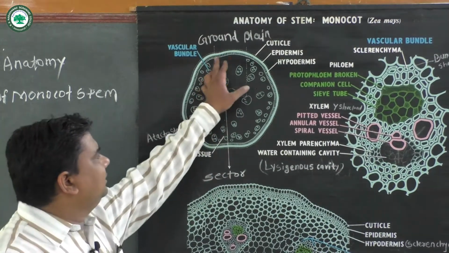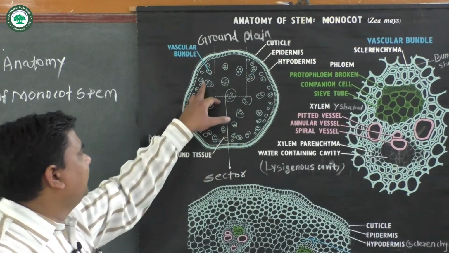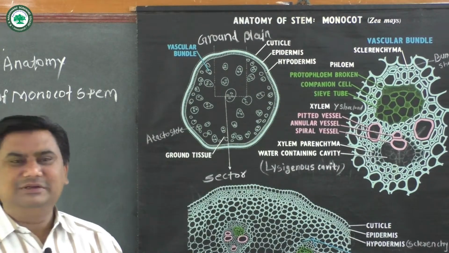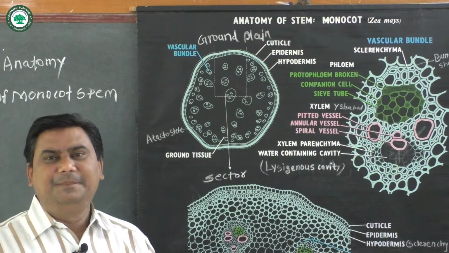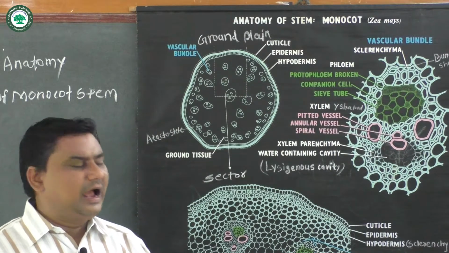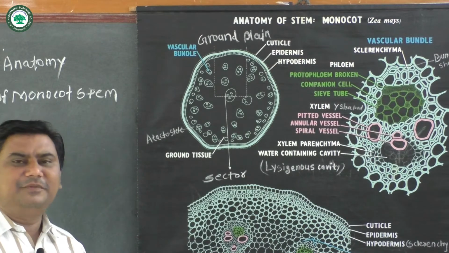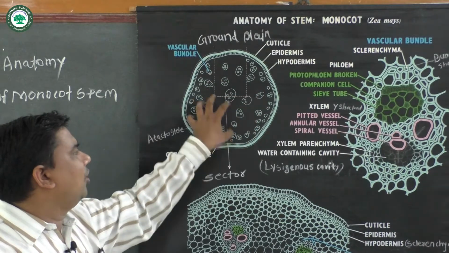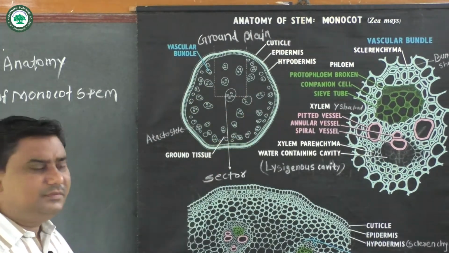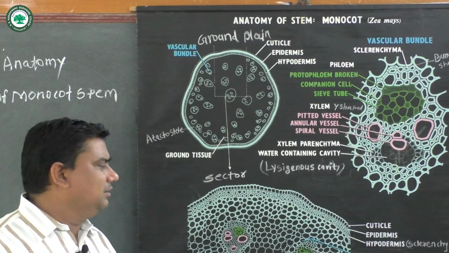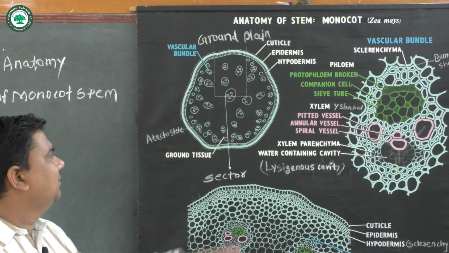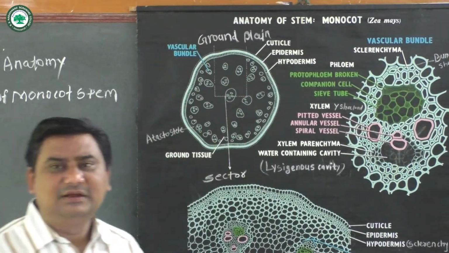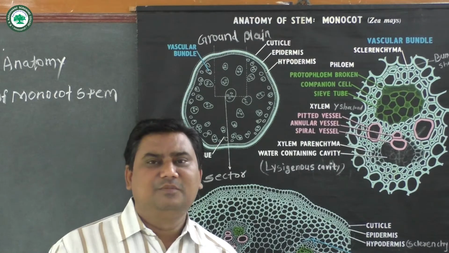Then there is the hypodermis, and hypo means below. That's why below the epidermis there is the hypodermis, which is made up of sclerenchymatous cells. Then there is the ground tissue, made up of parenchymatous cells, and in that there are scattered vascular bundles. Vascular bundles are scattered in the monocot stem.